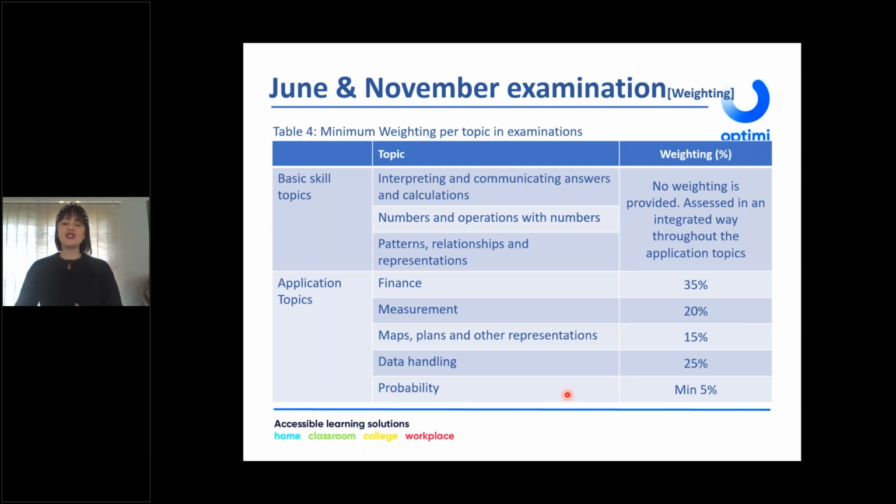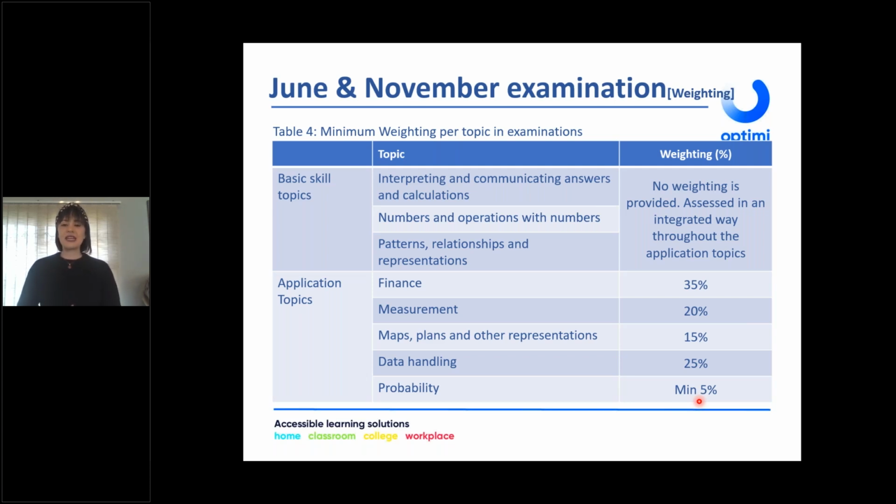And this is just to guide you into a direction of what topic the majority of the questions will be on. So you will see the majority is going to be on finances, after that data handling, after that measurement, and then the topic that is the second least covered in a paper is maps, plans, and other representations, and then probability, which is a minimum of 5%, and not a question by itself, it will be integrated. So it is going to be the topic which is covered the least in both papers.